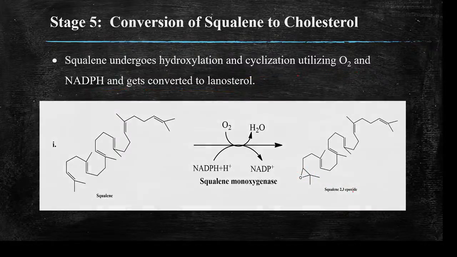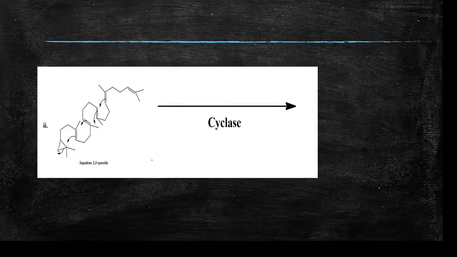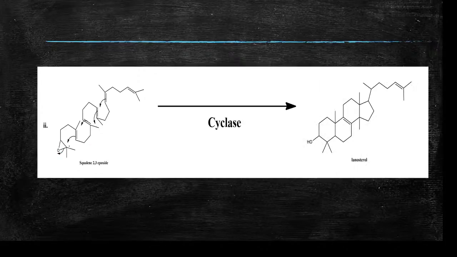In the next step, squalene 2,3 epoxide will undergo cyclization. Here this bond will move over here, forming the hydroxyl group at the third carbon atom, and this double bond will cyclize ring A, this double bond will cyclize ring B, this will cyclize ring C, and this will cyclize ring D. So here you have the basic sterol of human beings and mammals, that is lanosterol.